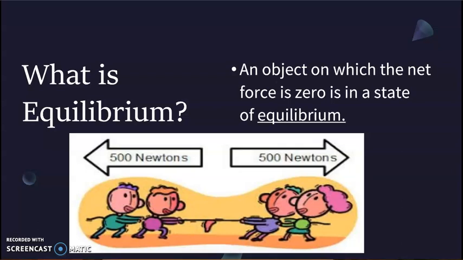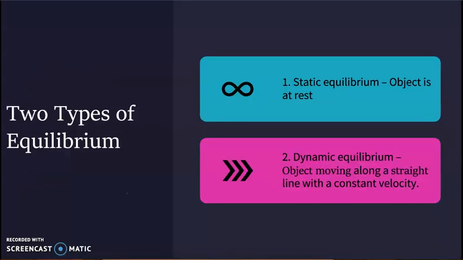What is equilibrium? An object on which the net force is zero is in a state of equilibrium. There are two types, static and dynamic. Static equilibrium is when an object is at rest. Dynamic is an object moving along a straight line with a constant velocity.